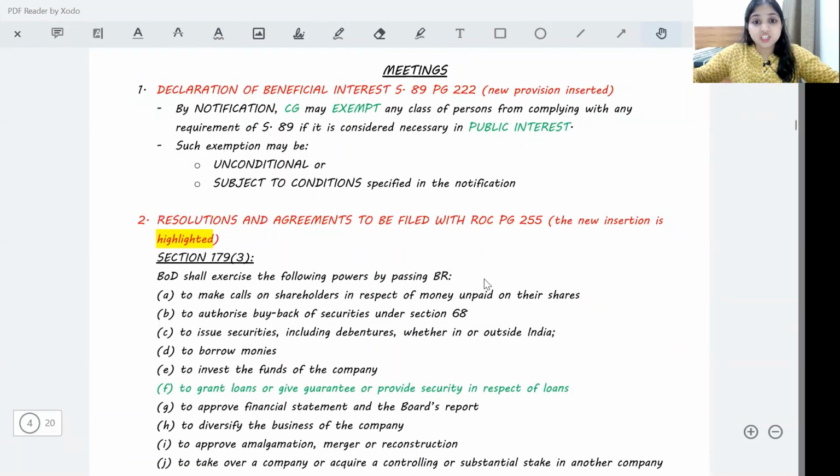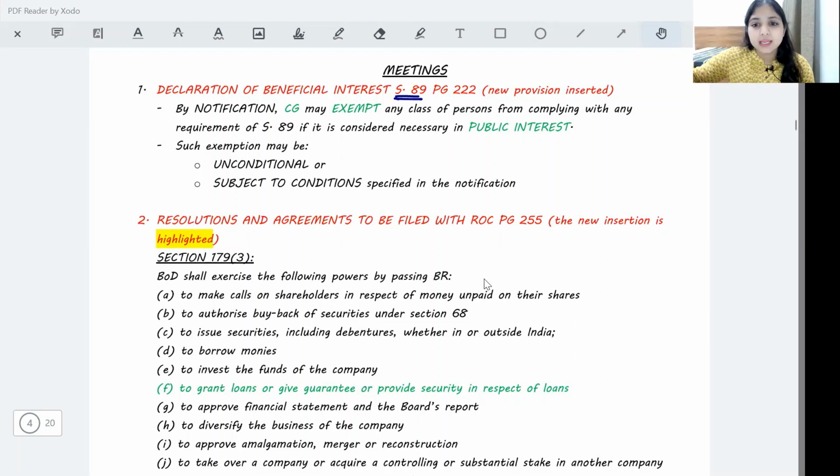See, we know about section 89, we know about beneficial interest. You must have learned that in case a person is a registered shareholder of the company, but somebody else has beneficial interest in the company, then both these persons have to inform the company that this person is a registered shareholder, but somebody else is having beneficial interest.